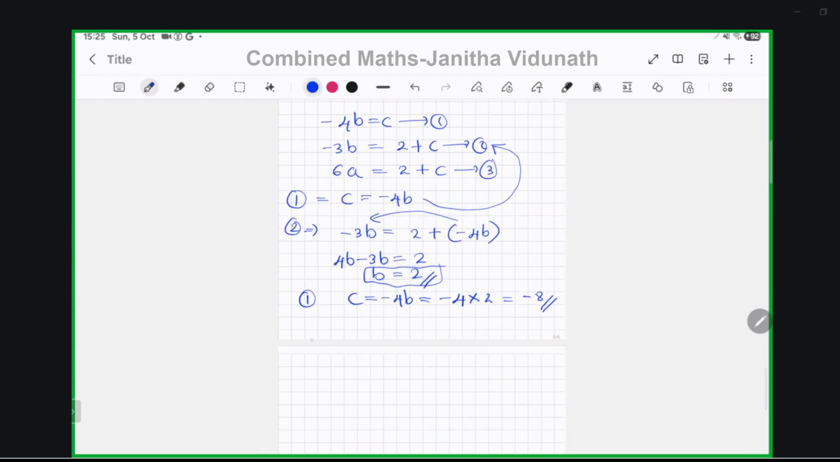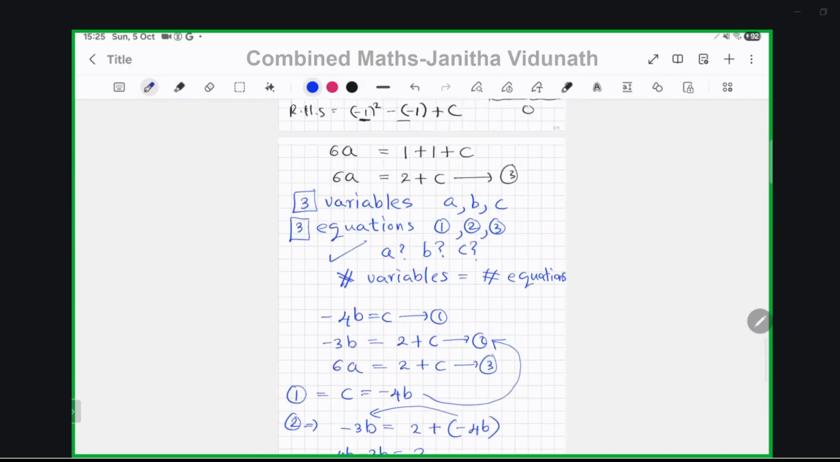Okay. From the third equation, we know 6a equal to 2 plus c. That means 6a equal to 2 minus 8. That means 6a equal to minus 6. And from that we can get a is equal to minus 1.